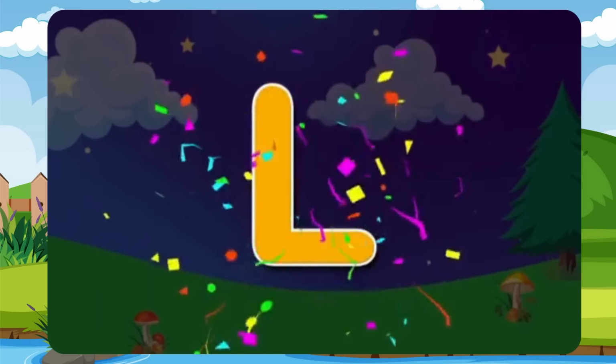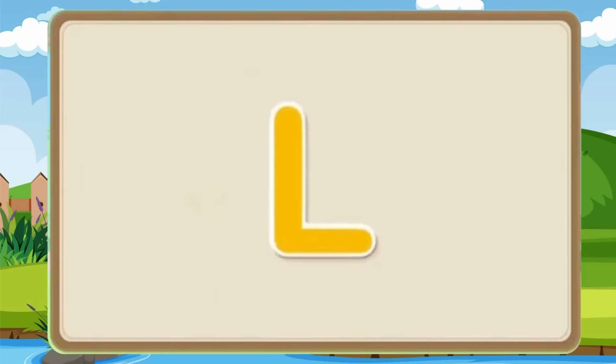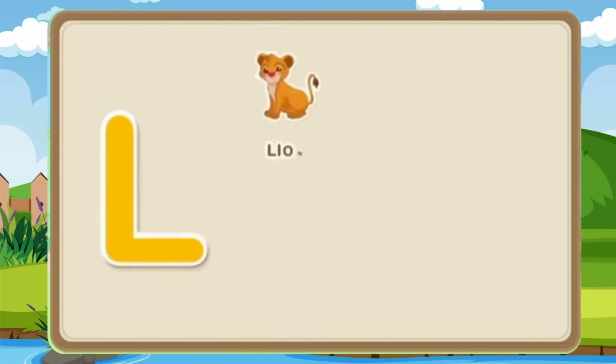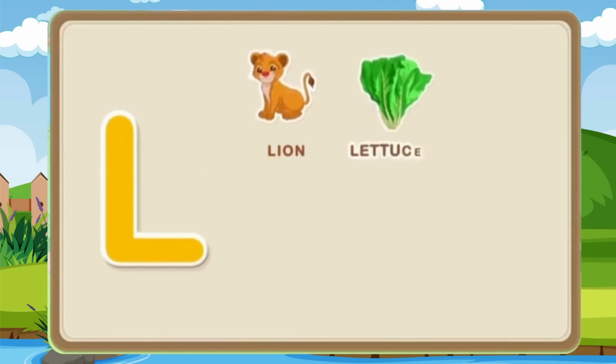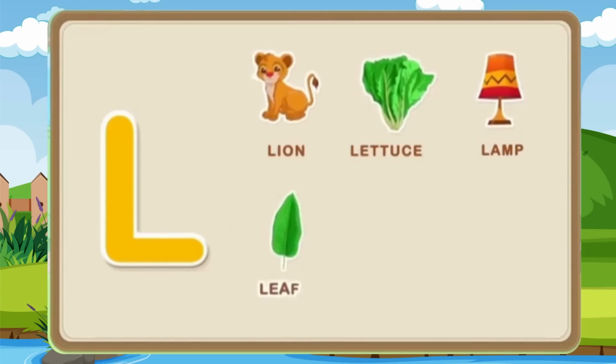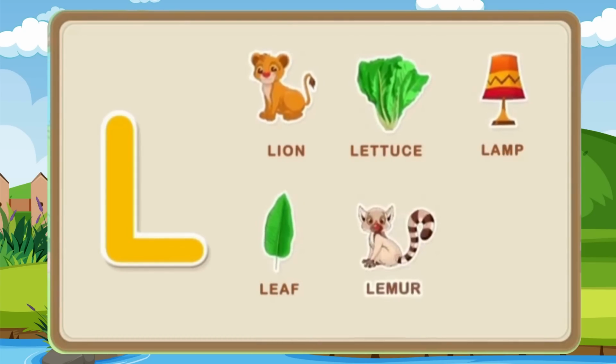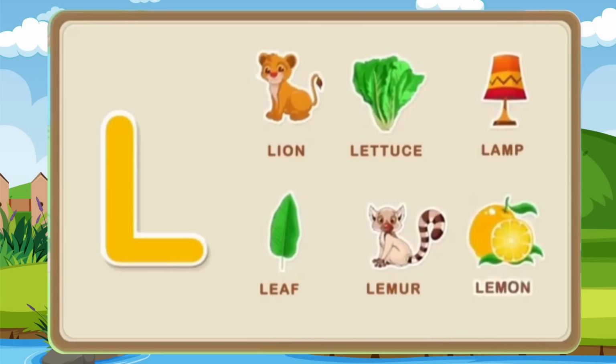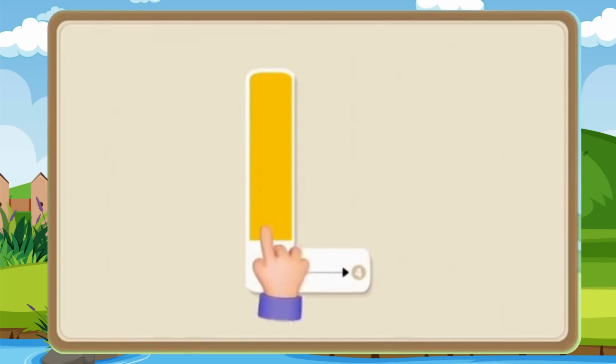L. L is for lion, lettuce, lamp, leaf, lemur, lemon. Now, let's learn how to trace the letter.